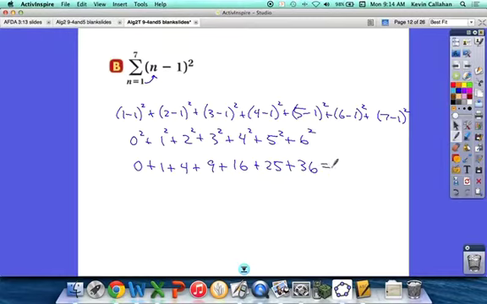I think it's 81, isn't it? Let's see. These are 41, 50, 55 plus 36, 91. Right, so because this is not arithmetic, don't try to use the formula.